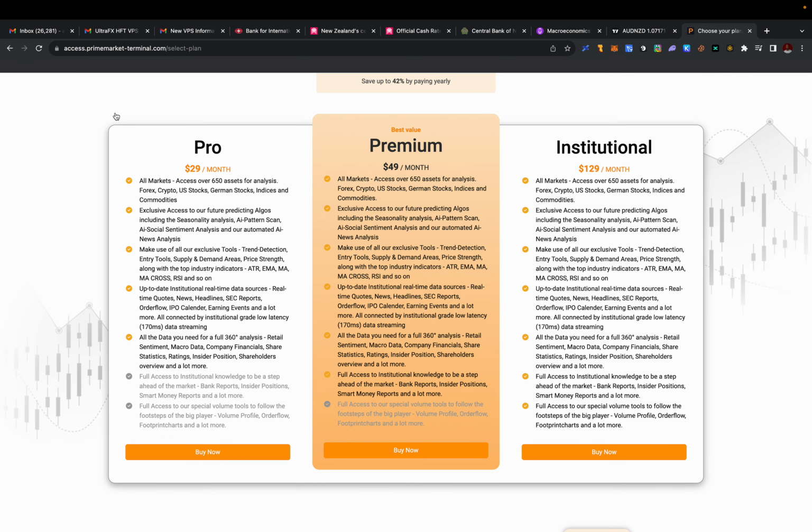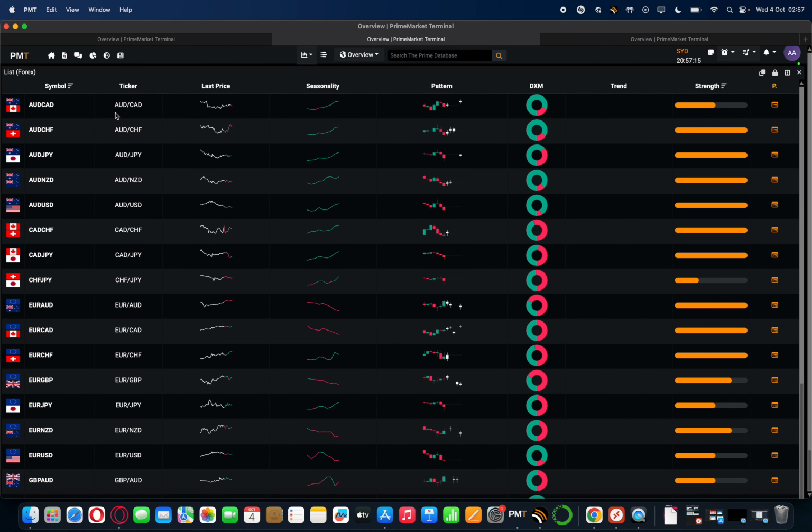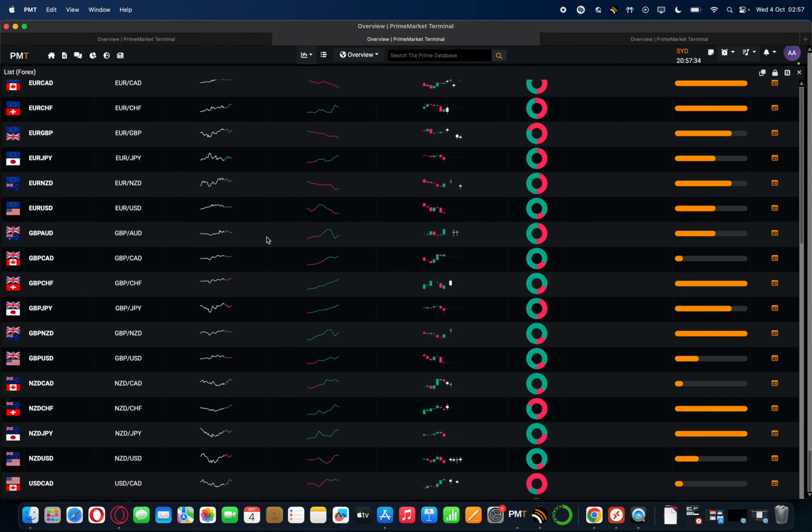When you have subscribed successfully, you'll be given the download link to download the software like this. When you have it, you can log in, and when you log in, you're going to have a page that looks like this.